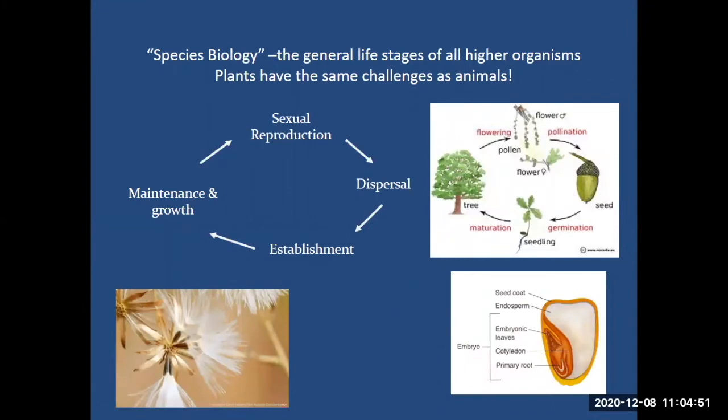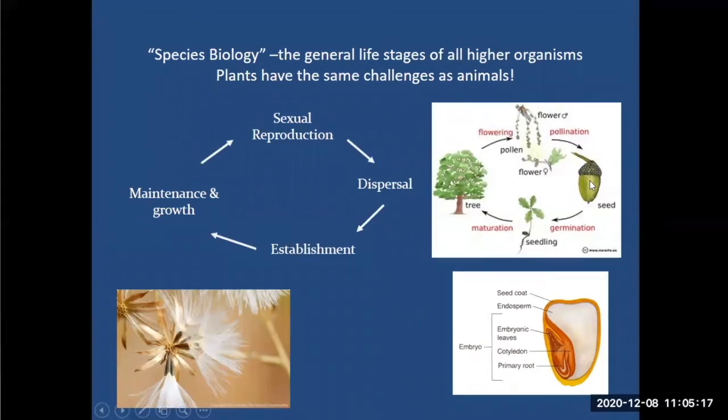First, you need to know a little bit about species biology. All plants and animals too go through a life cycle. There are four basic stages in this life cycle. There's the stage of sexual reproduction, which is when flowers are produced and the act of cross-pollination takes place. And proper pollination leads to the production of fruits with seeds. So that's the second stage.